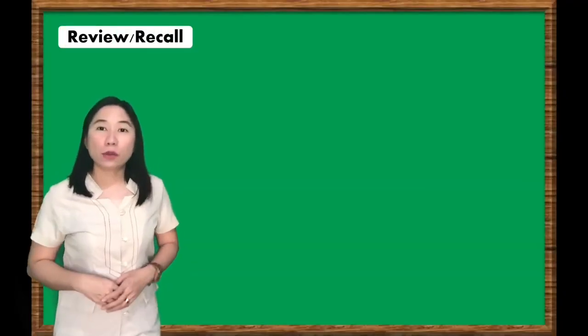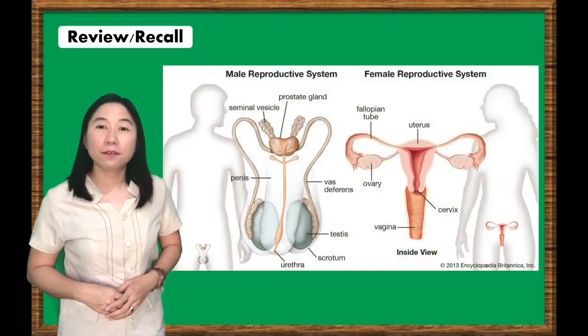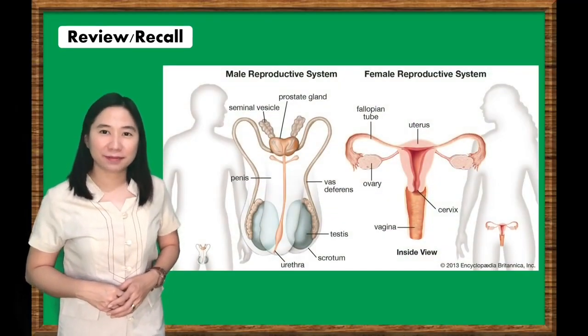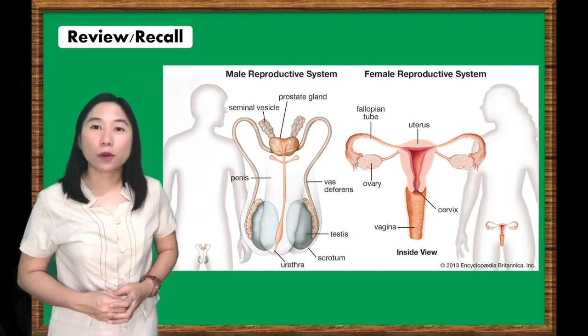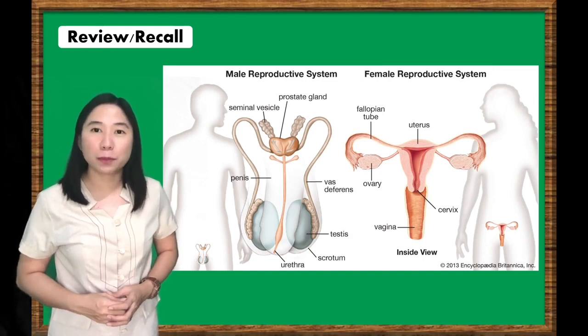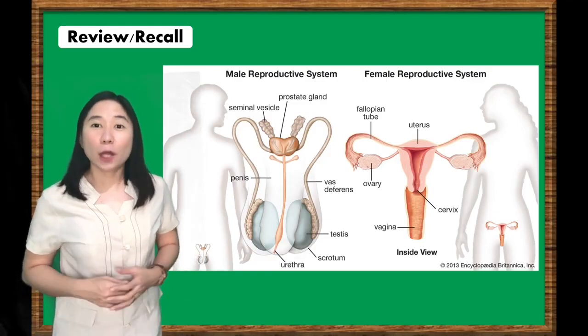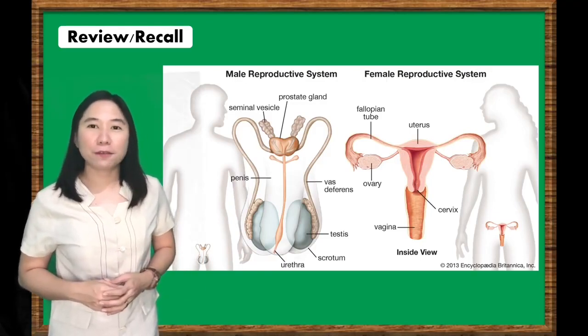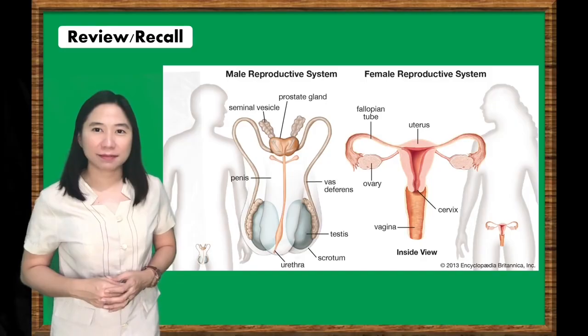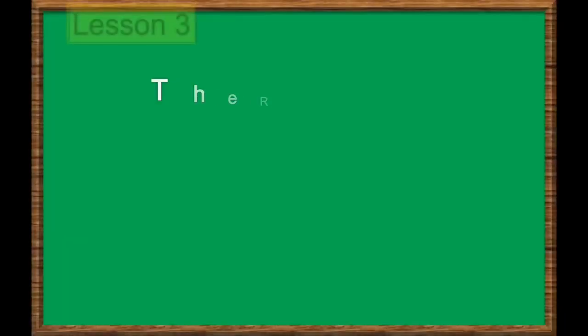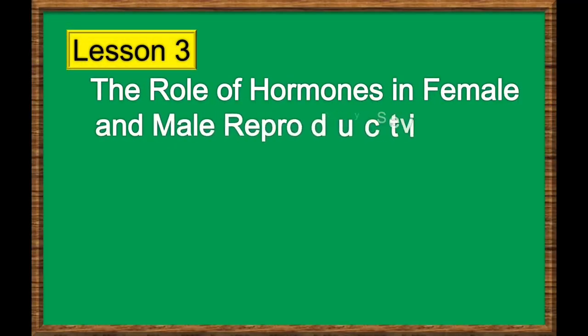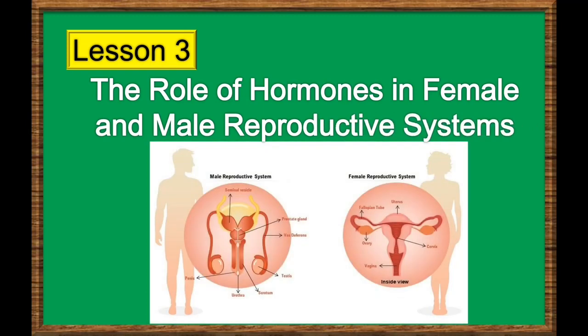When you were in grade 5, you learned about the different parts of the male and female reproductive systems. You have also learned from our previous lesson the hormones produced by the male and female reproductive glands. Let's find out more about the role of hormones in male and female reproductive systems. Lesson 3. The role of hormones in female and male reproductive systems.